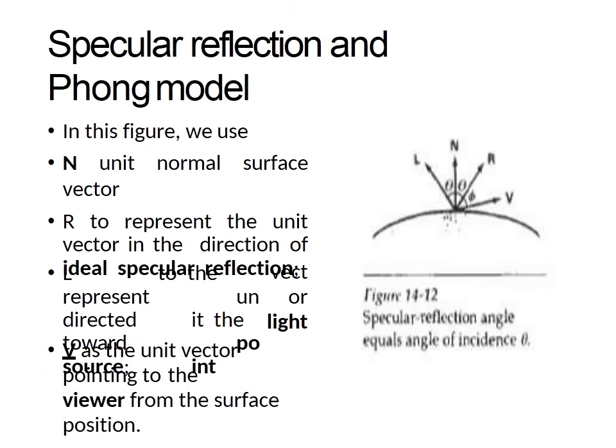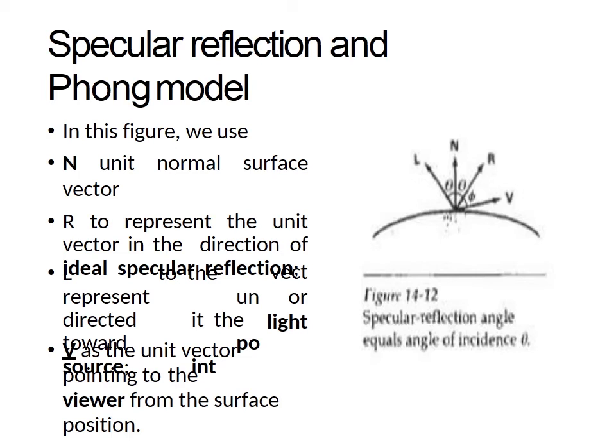In the figure, we use n as the unit normal surface vector, R to represent the unit vector in the direction of ideal specular reflection, L as the unit vector directed toward the light source, and V as the unit vector pointing to the viewer from the surface position. We can approximately model monochromatic specular intensity variations using a specular reflection coefficient W theta for each surface.